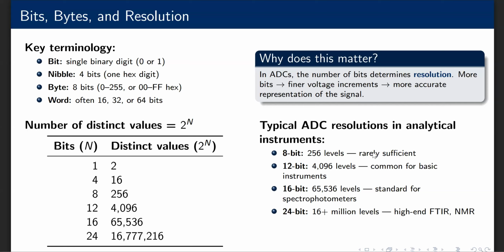In analytical instruments, the ADC bit depth directly sets the measurement resolution. 8-bit ADCs are rarely sufficient. Only 256 levels is coarse. 12-bit is common for basic instruments. 16-bit is standard for most spectrophotometers. 24-bit is used in high-end FTIR and NMR, where you need the dynamic range to measure a weak signal on top of a strong background. So why would we want to pay for a 24-bit ADC instead of a 16-bit? What's that extra resolution worth?